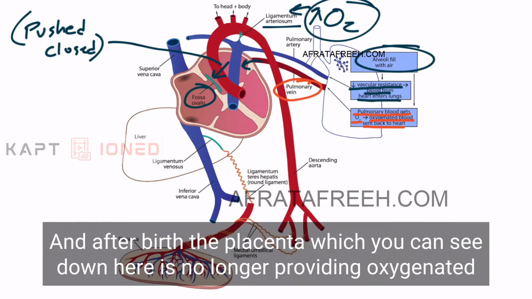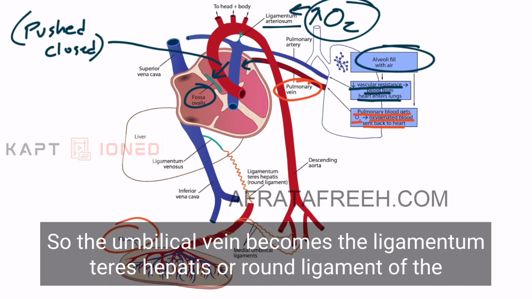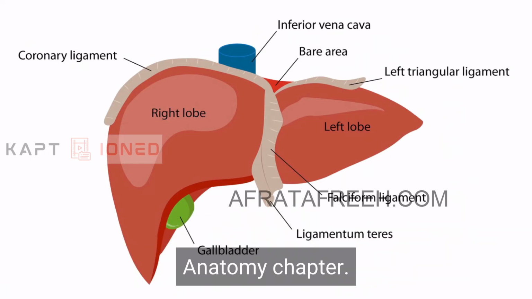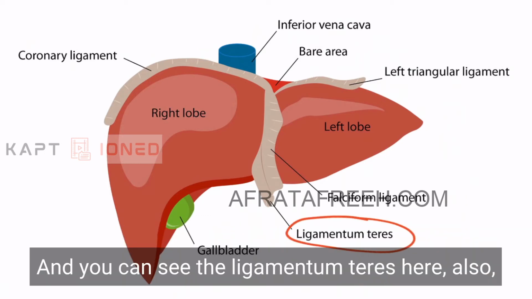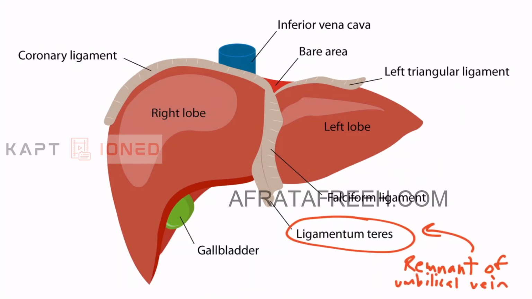And after birth, the placenta, which you can see down here, is no longer providing oxygenated blood through the umbilical vein. So the umbilical vein becomes the ligamentum teres hepatis, or round ligament of the liver. Here is an anterior view of the liver, which is discussed in the gastrointestinal anatomy chapter. And you can see the ligamentum teres here, also teres hepatis, which is a part of the round ligament. And again, this is a remnant of the umbilical vein.